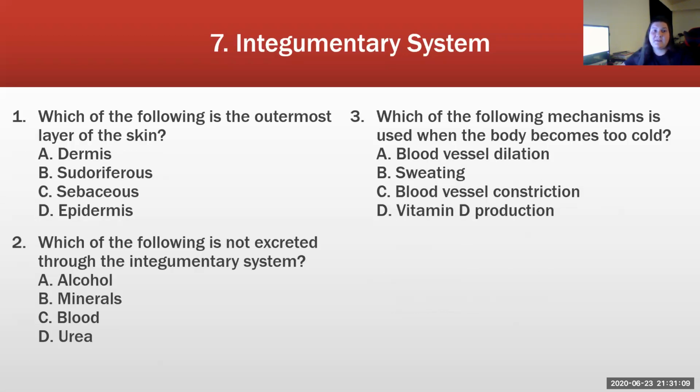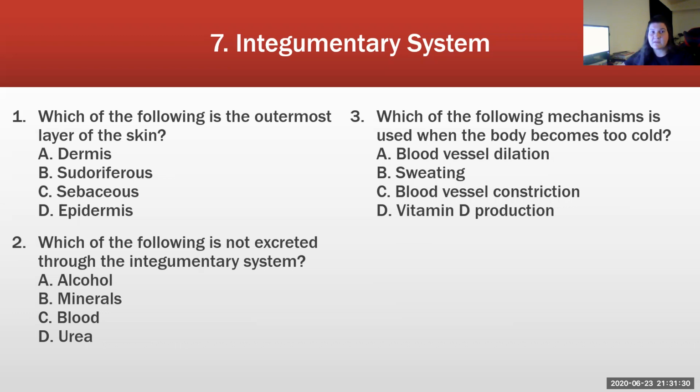So which of the following is the outermost layer of skin? Dermis, sudoriferous, sebaceous, epidermis. The correct answer is D, epidermis. It is the most outer layer. The dermis is underneath the epidermis, and sudoriferous and sebaceous are types of glands on the skin.